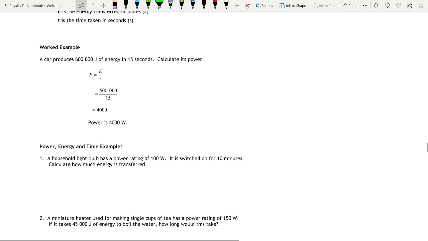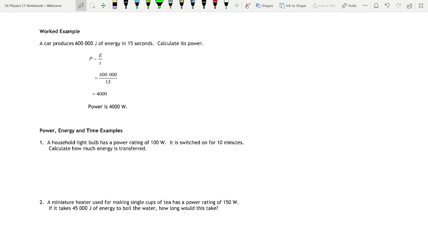So, for example, a car produces 600,000 joules of energy in 15 seconds. Calculate its power. So power equals energy over time. So you just put in the numbers. It's in joules and it's in seconds, so there's no transferring units. So it's 600,000 divided by 15, which is 4,000 watts.